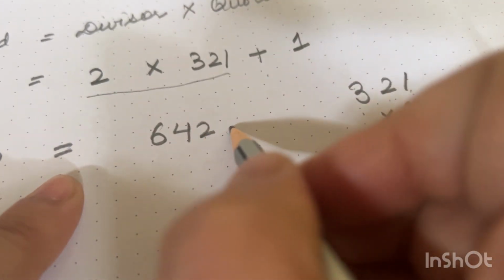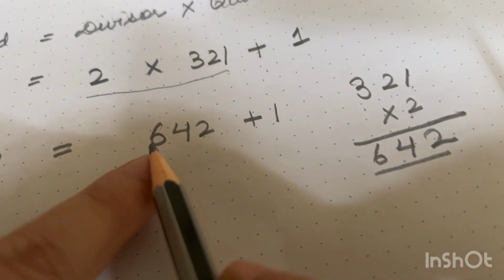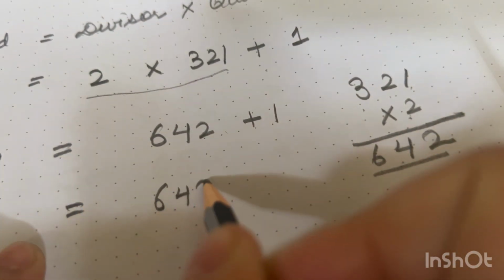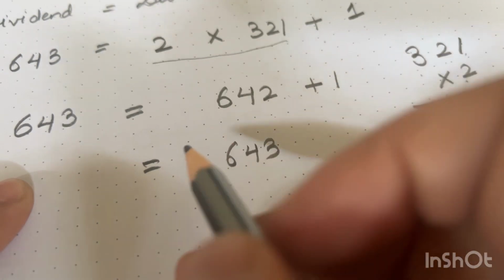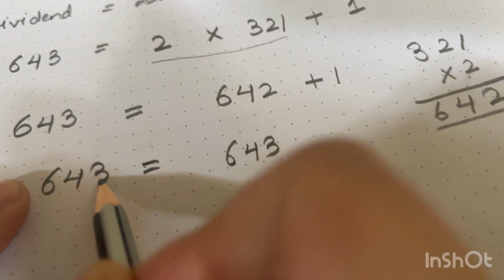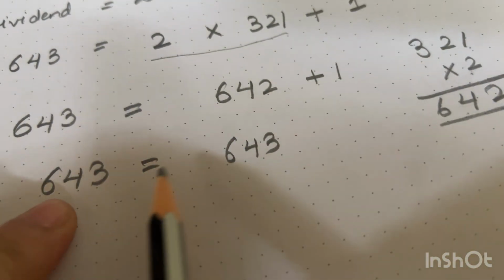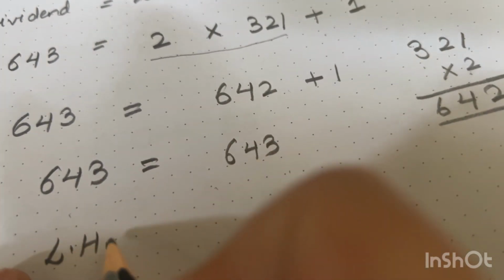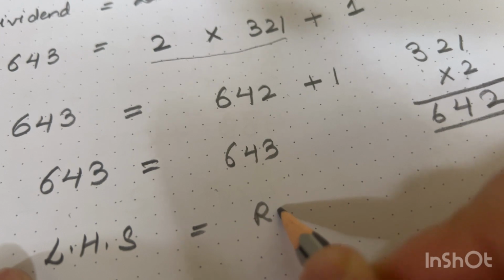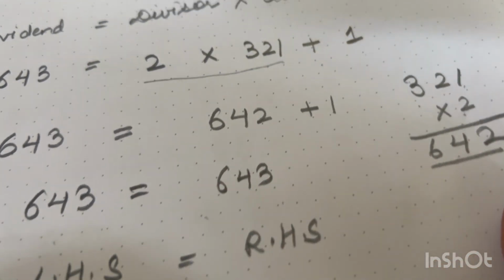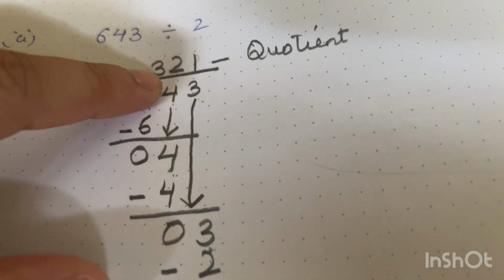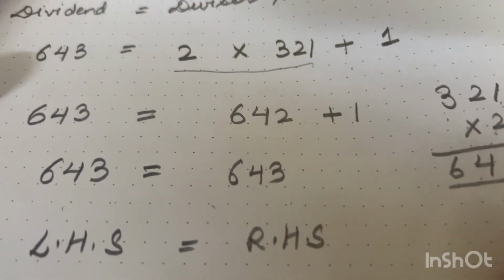Plus we will write this plus 1. So 642 plus 1 is equal to 643. Again we will copy down the same number from here. So now we can see that 643 is equal to 643. That means the left hand side is equal to right hand side. It means the process which we have followed here is totally correct and the quotient is correct. Hope you understood this. Keep practicing.